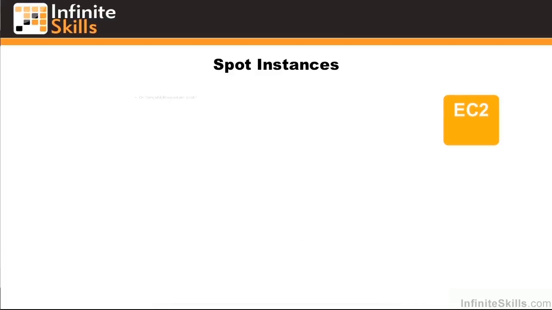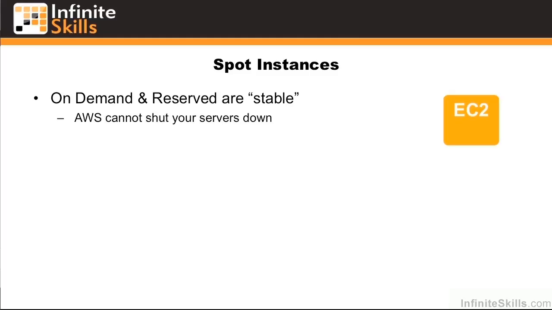Let's look now at spot instances. The biggest difference between spot instances and on-demand and reserved are that on-demand and reserved are stable. Amazon cannot intentionally shut your servers down. Of course, Amazon could experience problems and your on-demand and reserved instances could go down, but Amazon doesn't do it on purpose. With Spot, they will do it on purpose.